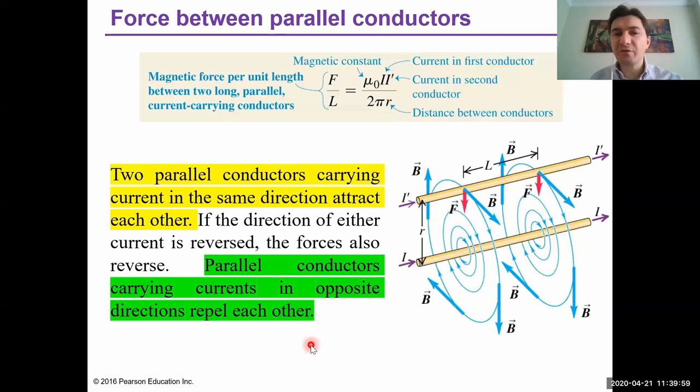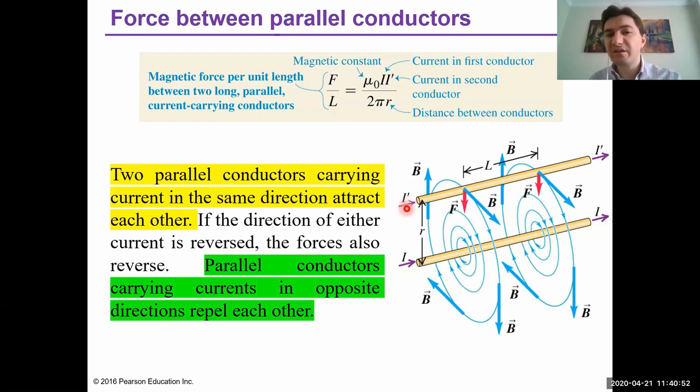So what about the direction of the force? Two parallel conductors carrying current in the same direction like this attract each other. You can calculate by yourself. This produces magnetic field lines, so due to that magnetic field, there is a force in that direction. In addition, this current here produces magnetic field lines around itself and also applies magnetic field on that conductor. Then there will be force in that direction. So they will attract each other. If we have two parallel conductors carrying current in the same direction, then they attract each other. If the direction of either current is reversed, the force also reverses.